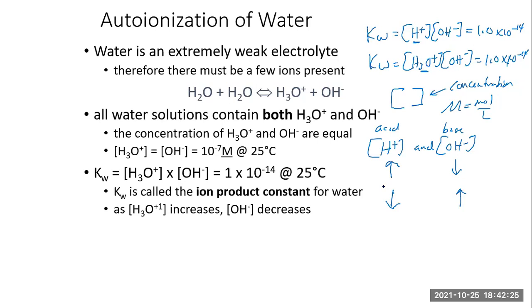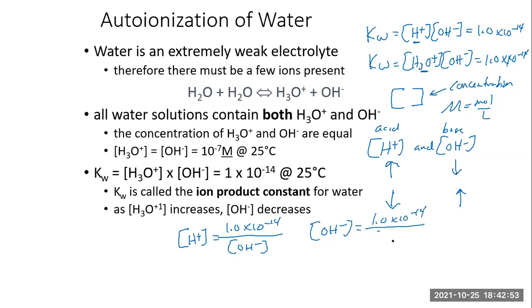We can use this to calculate the H plus concentration in a solution, and it's really the same calculation. If you want to know what the H plus concentration in the solution is, you take 1 times 10 to the minus 14 and you divide it by the OH minus concentration, and vice versa. If you want the OH minus concentration, you take 1 times 10 to the minus 14 and you divide it by the H plus concentration.